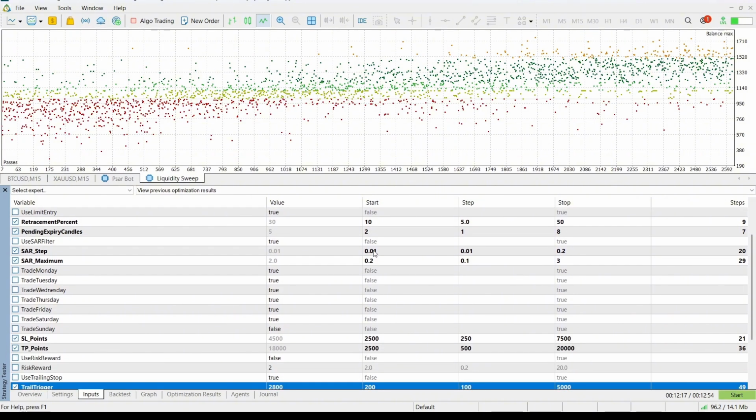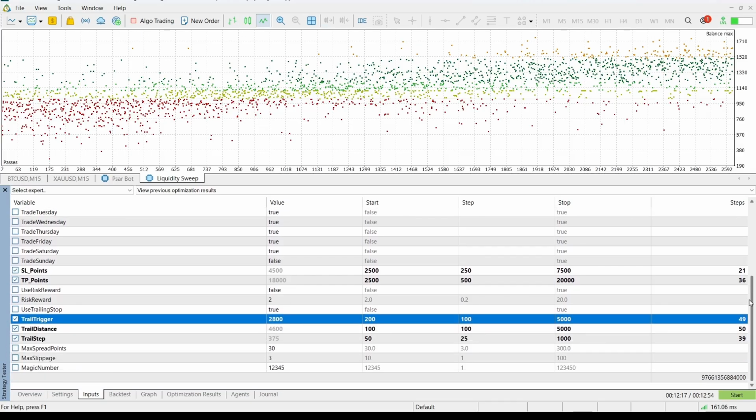The parabolic SAR, it's obviously given me a setting of 0.1 and 2, but it's looking at 0.01 and 0.02 on the step, and on the maximum it's looking at 0.2 up till 3. It's looking at what the best size stop loss is, between 2,500 points and 7,500 points.